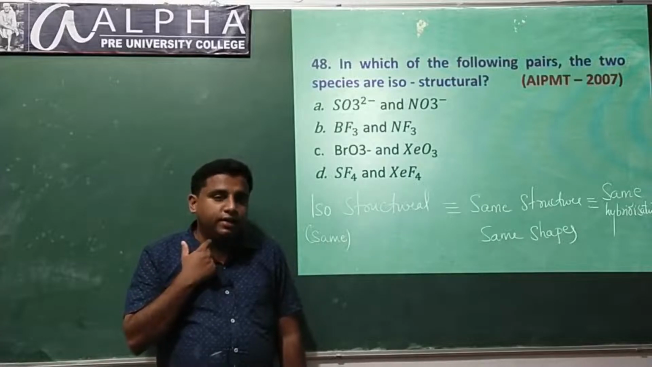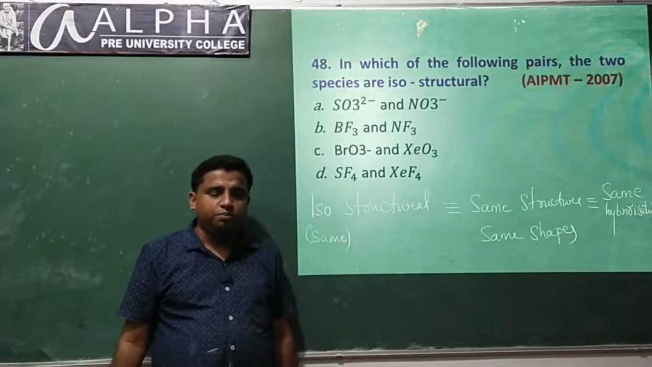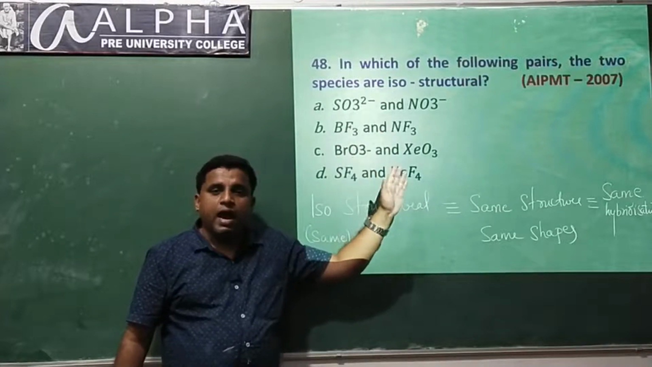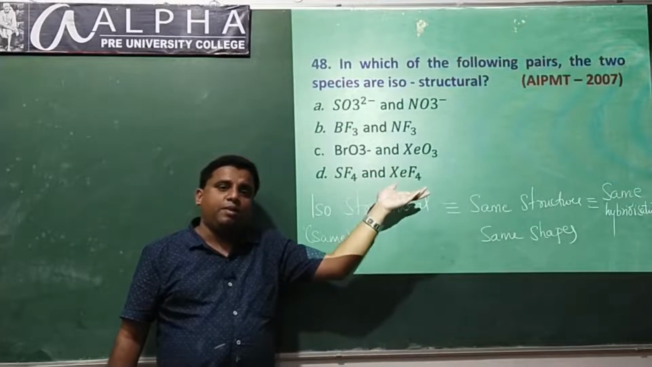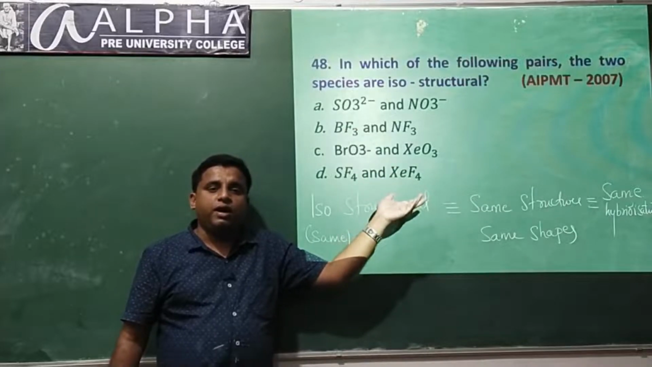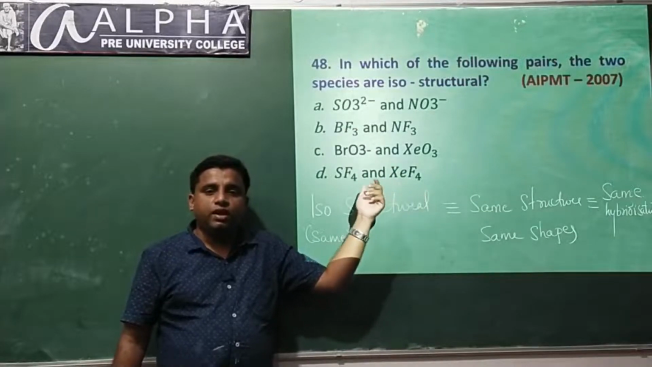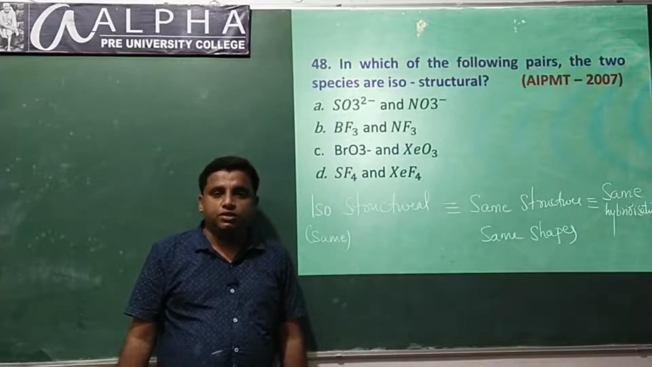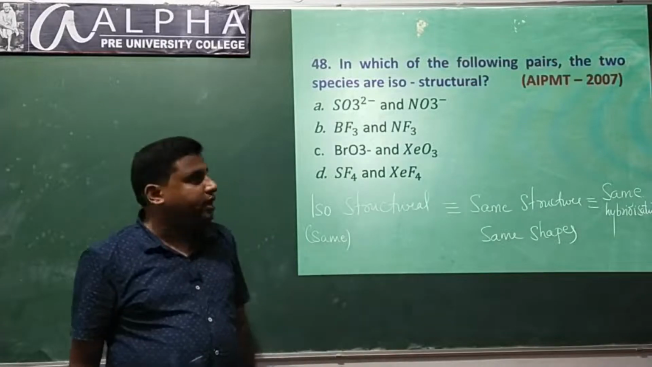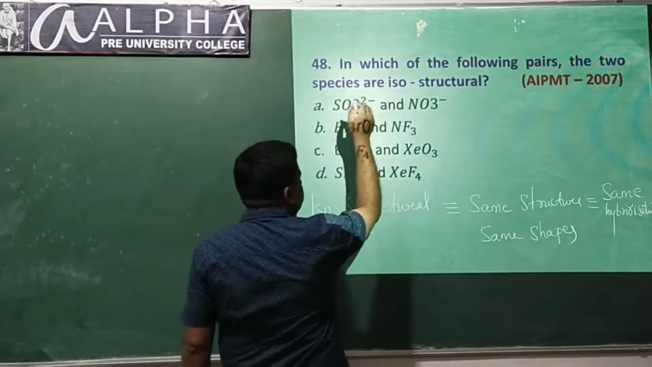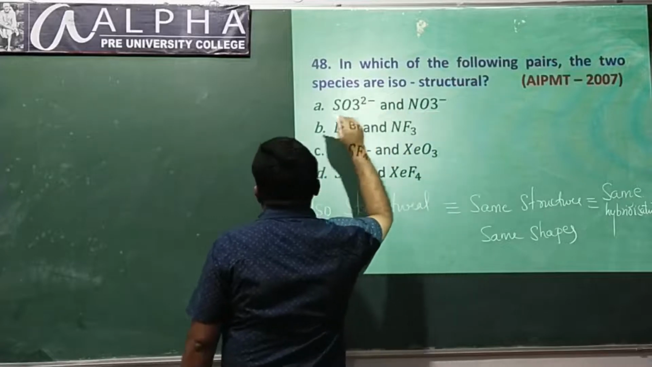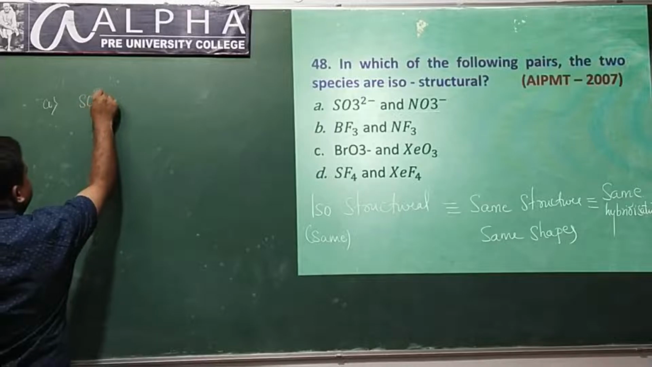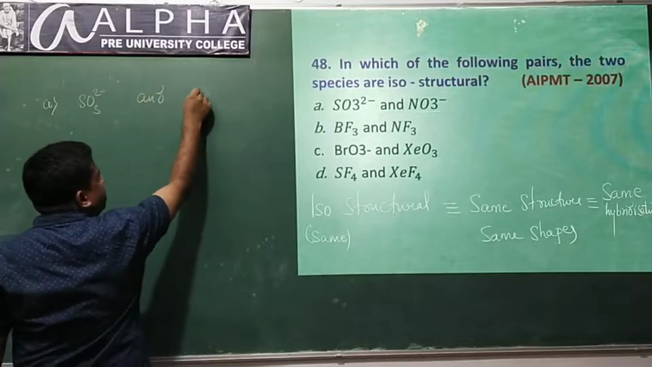Is that correct? Yes. So our job is very simple. Just find the hybridization of each and every pair here and see which of the pairs have the same hybridization. If they have the same hybridization, they have the same structure. If they have the same structure, they are referred to as isostructural species, isn't it? So let us find out the hybridization. We have SO3 2 minus and NO3 minus, option A. Let us take option A.